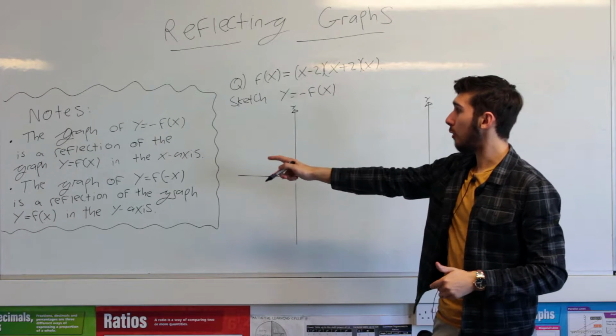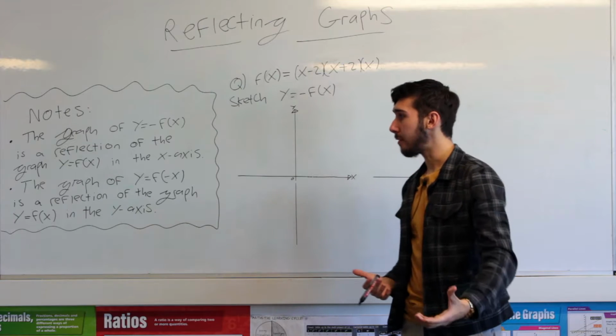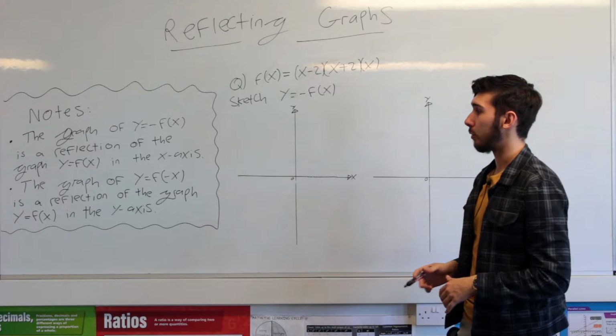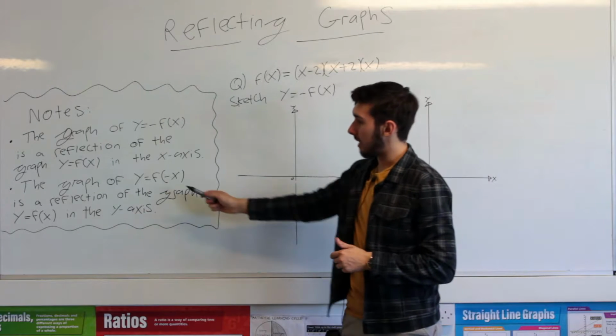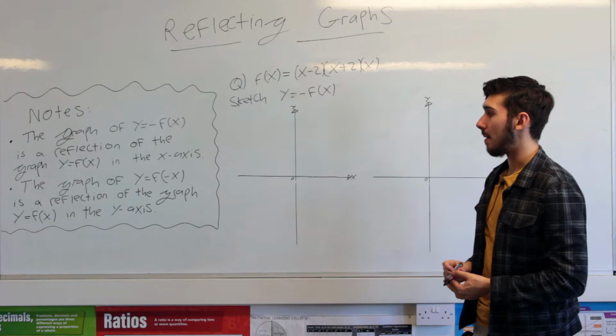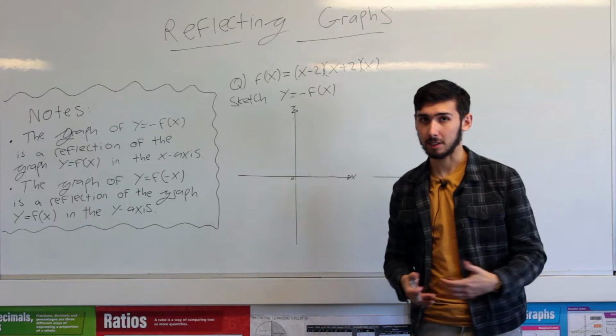Anyways, the graph of y equals minus f of x is a reflection of the graph y equals f of x in the x-axis, okay? And likewise, the graph of y equals f of minus x, notice the minus is inside the f of, that is a reflection of the graph y equals f of x in the y-axis, okay?